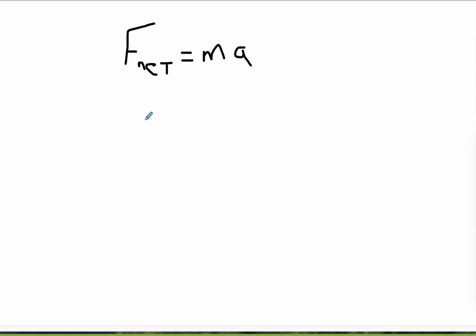Now the other equation that you need to write down is this one. If there's more than one force, then we have to take all of the accelerating forces, all of the forces that would make you go faster. We're going to call those the applied forces. So we'll say F applied.